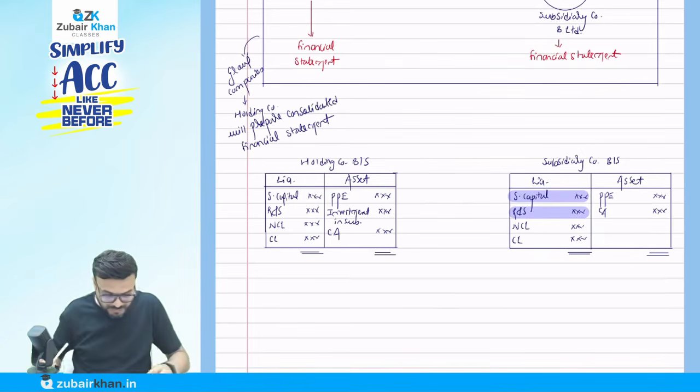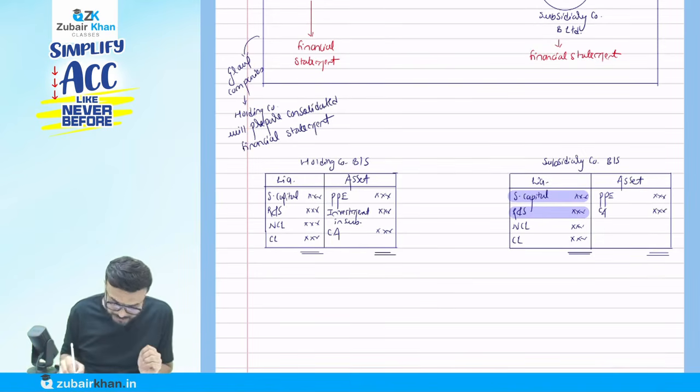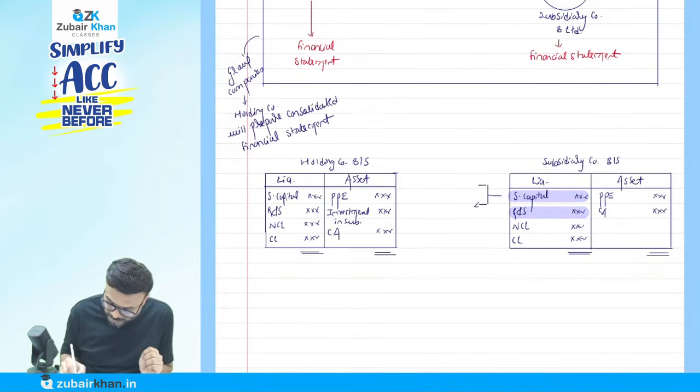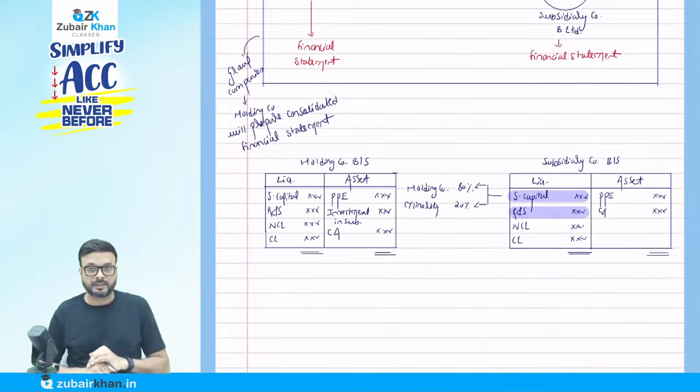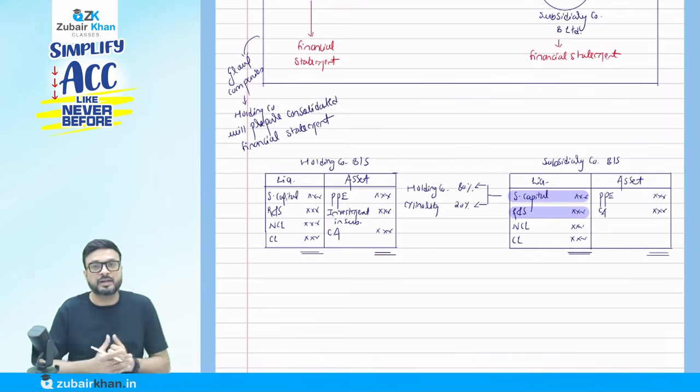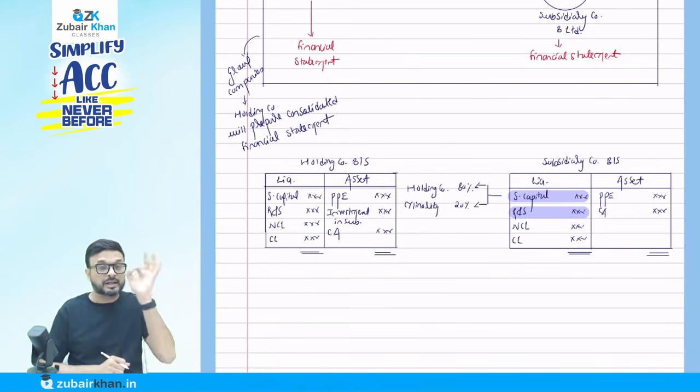So let me write it down here. Suppose the holding company holds 80% and the minority holds 20%. It means that of this share capital, 80% belongs to the holding company and 20% belongs to the minority interest. What is the minority interest? Shares in the subsidiary company held by someone else. We hold 80%, and whatever remains, we call minority interest.